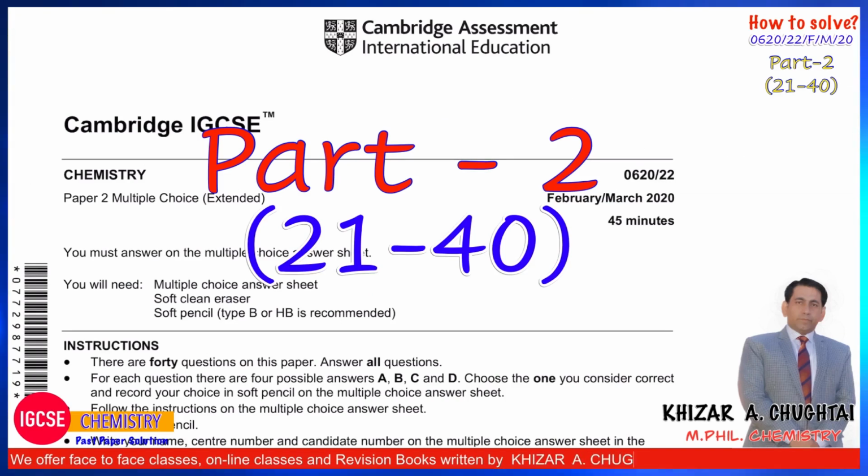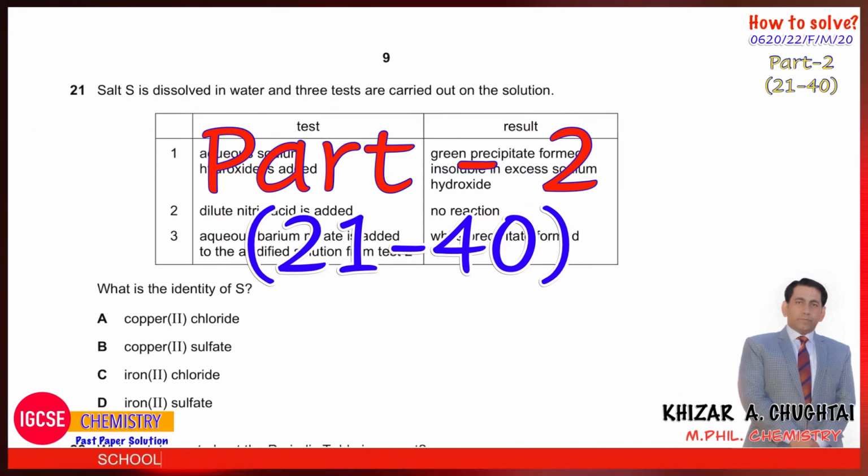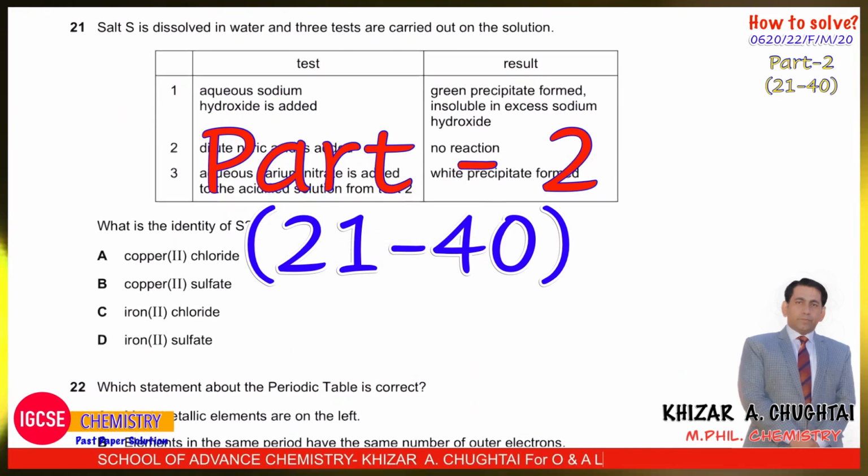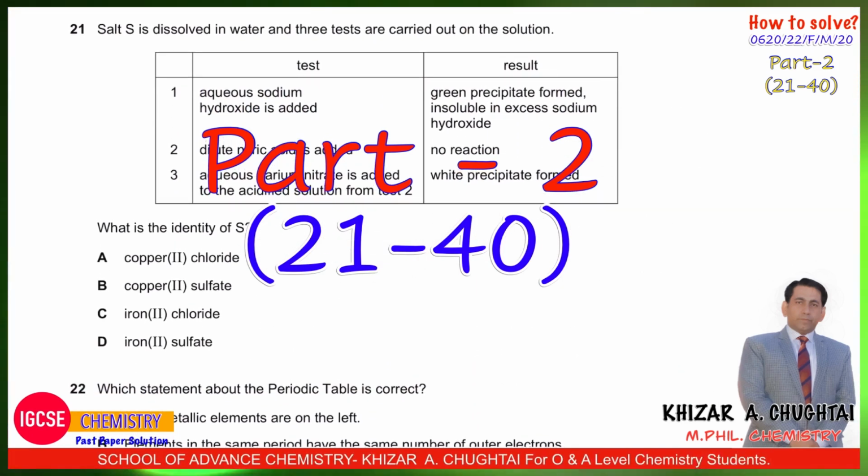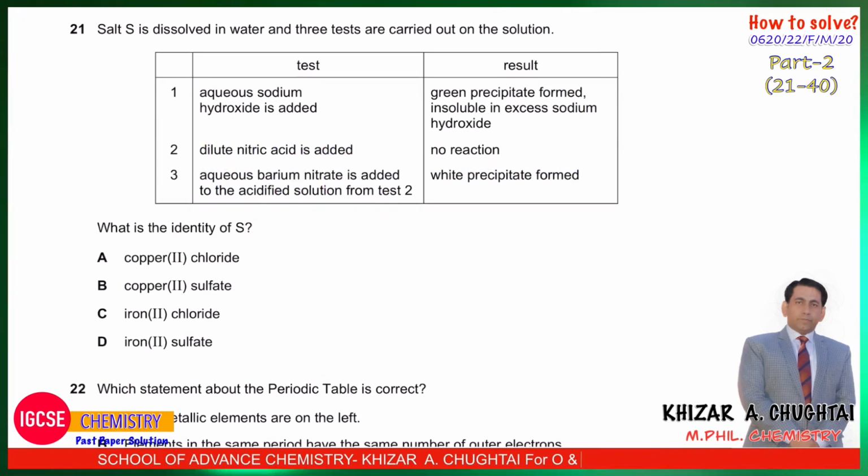Today, I'm going to explain the second part of Cambridge IGCSE Chemistry Paper 2 Multiple Choice Question Extended, Feb-March 2020, variant 2-2. Let's get started. Question number 21. Salt S is dissolved in water and 3 tests are carried out on the solution. Here is a test and here is the result.